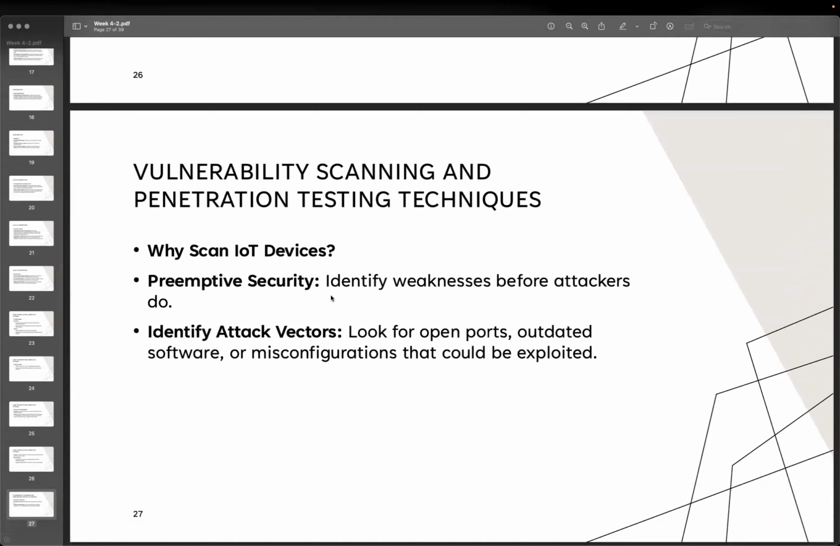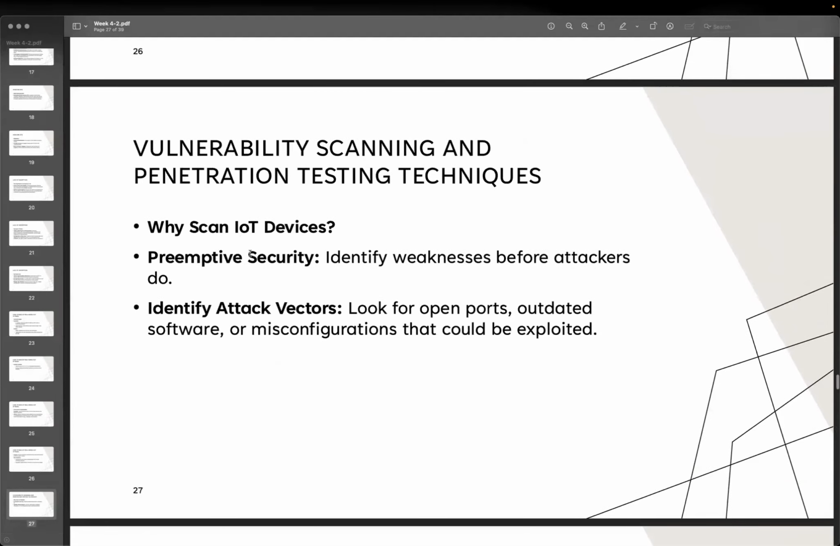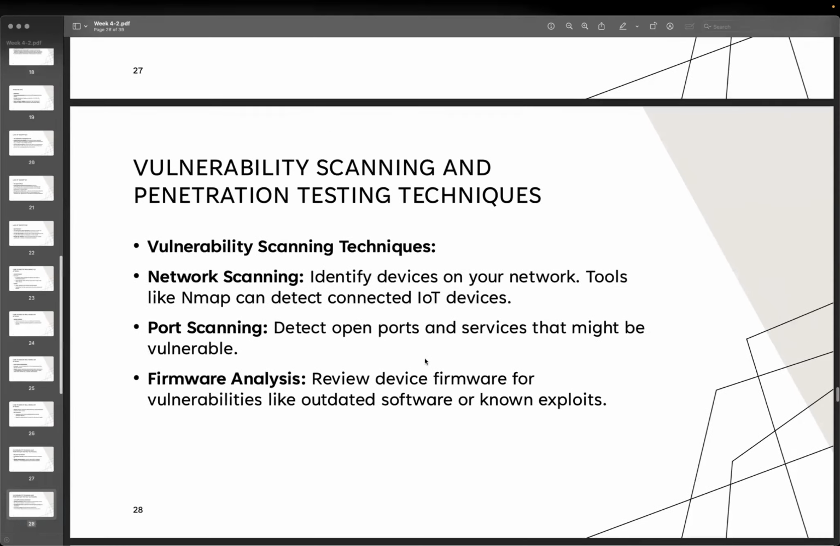When we scan IoT devices, we are doing preemptive security: we need to identify weaknesses and attack vectors before the attacker does. We can look for open ports. To avoid being attacked, we need to do scanning and penetration testing. This is the technique we use to make sure there is no outdated software or misconfiguration that may cause problems.